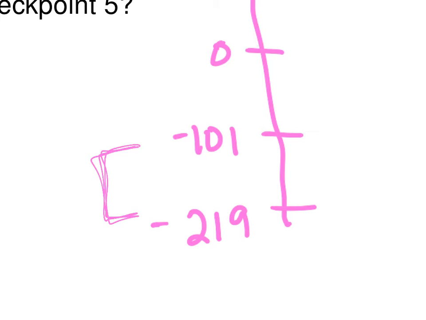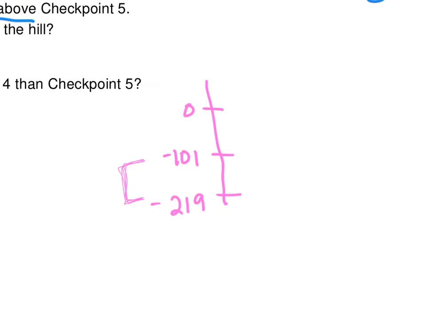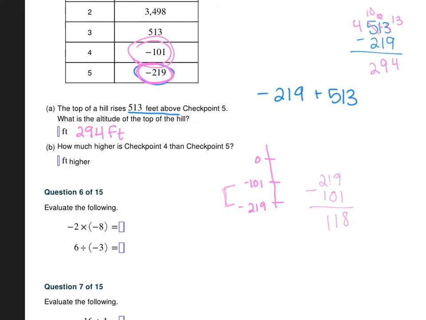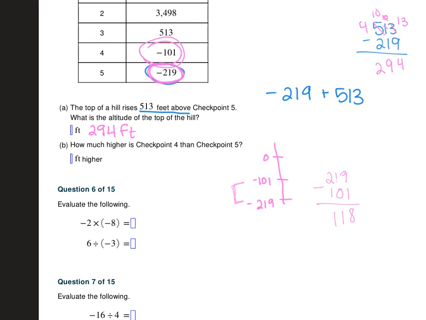So how many degrees? How many jumps does it take to get from negative 219 up to negative 101? 118. Or do 219 take away 101: 9 minus 1 is 8, 1 minus 0 is 1, 2 minus 1 is 1. So checkpoint 4 is 118 feet higher than checkpoint 5.